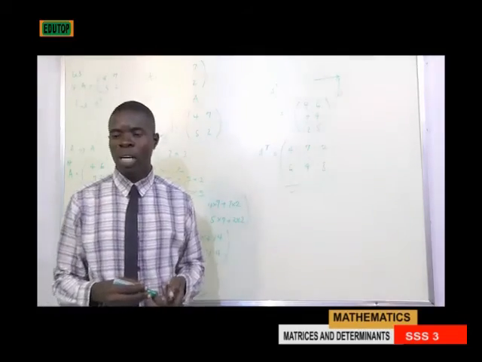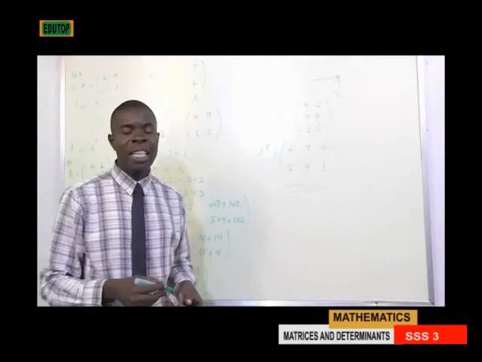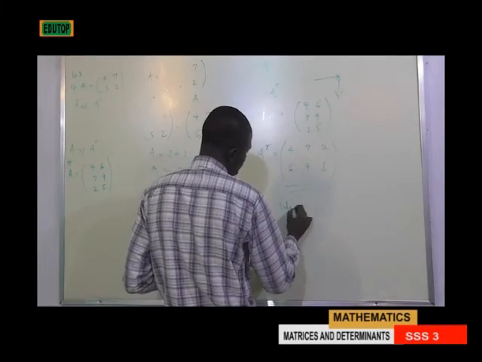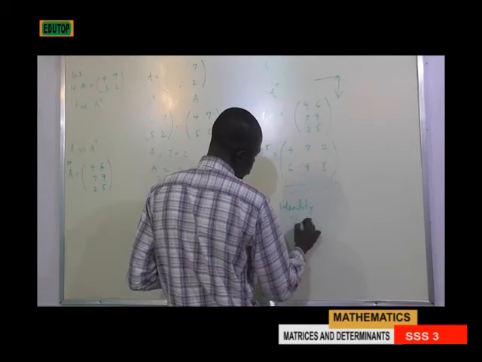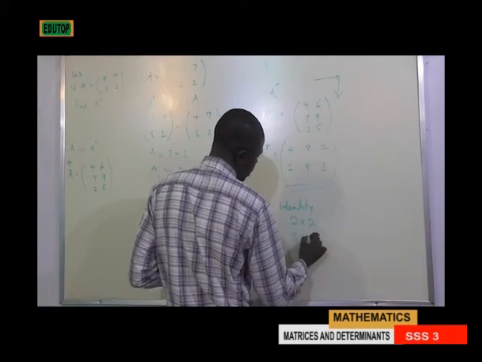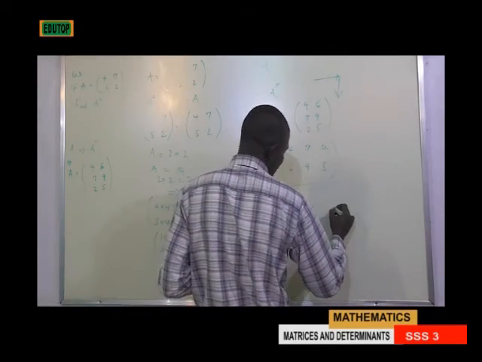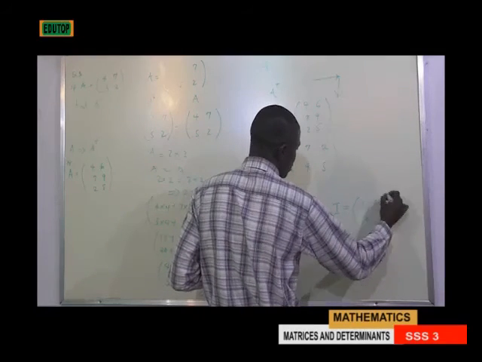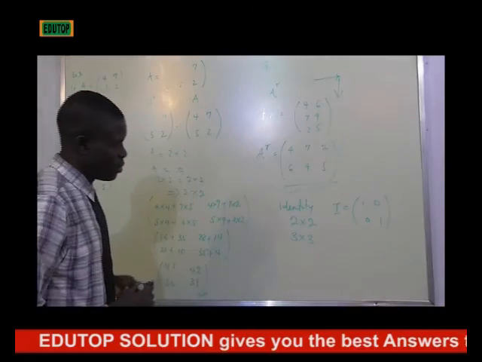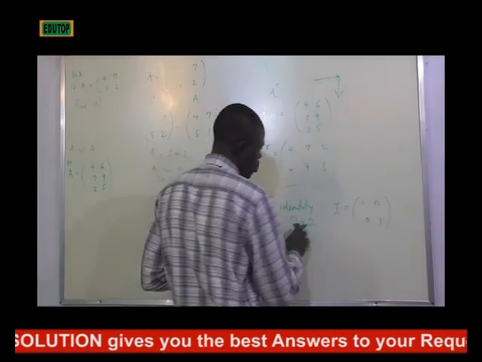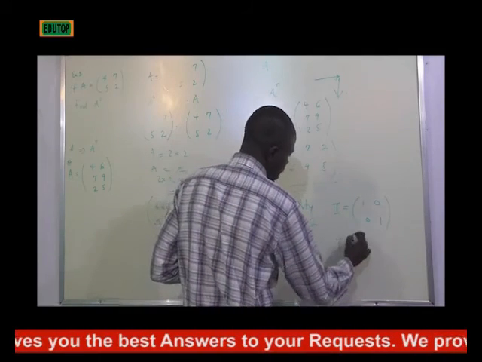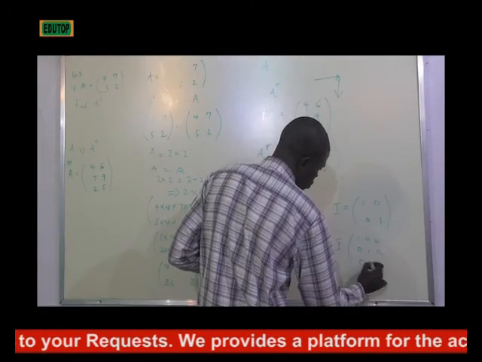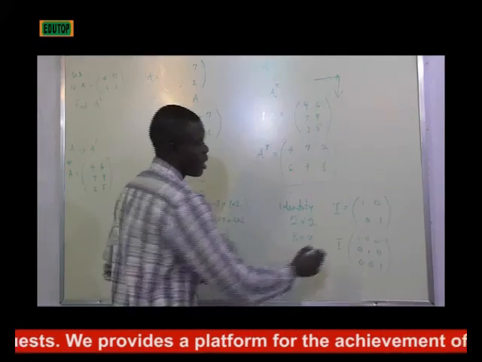Then we move further to talk about the identity. We have two kinds of identity: the 2 by 2 identity and the 3 by 3 identity. The 2 by 2 identity, denoted by I, is 1, 0, 0, 1. For the 3 by 3 identity, we have 1, 0, 0, 0, 1, 0, then 0, 0, 1. This is the 3 by 3 identity.